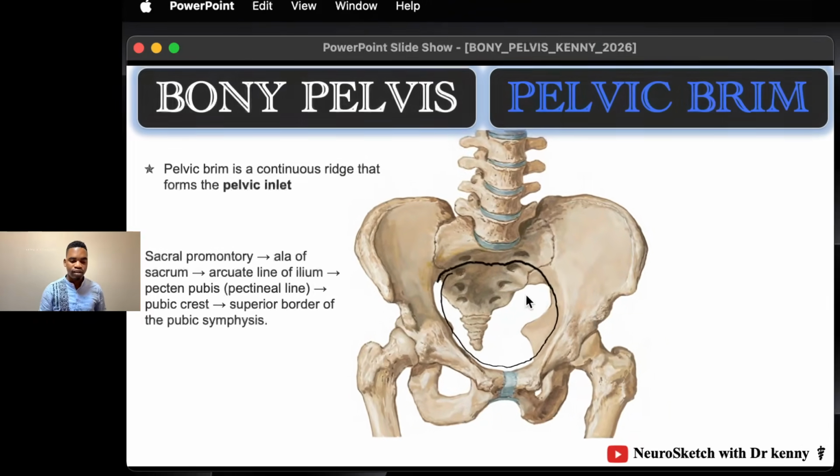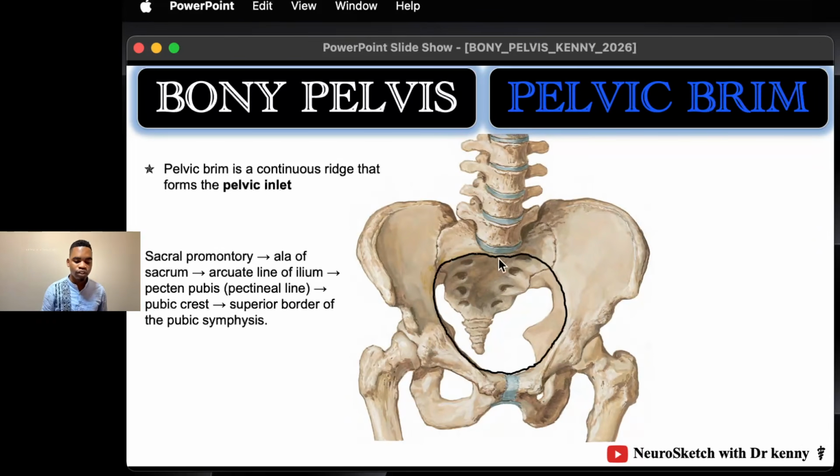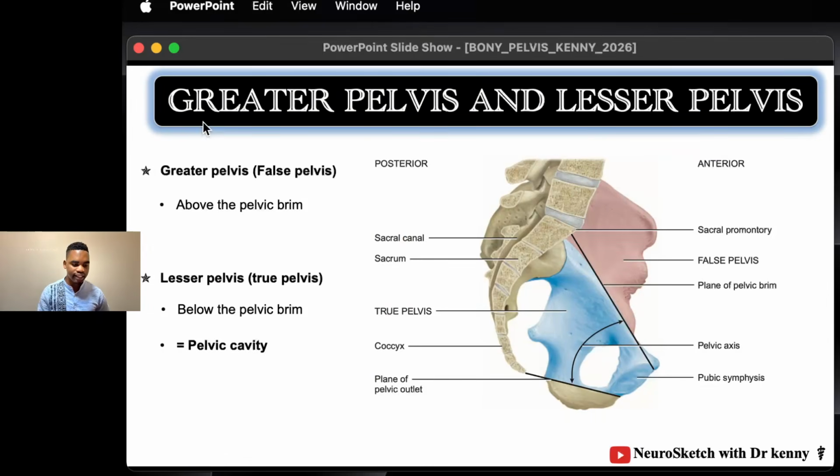Time to discuss the pelvic brim, and the pelvic brim is a continuous ridge that forms the pelvic inlet, and posteriorly it's bordered by the sacral promontory. As you're moving laterally, you have the ala of the sacrum, and then you have the arcuate line, the pectineal line, and the pubic crest, and anteriorly, the most anterior part is the superior part of the pubic symphysis, together forming this pelvic brim.